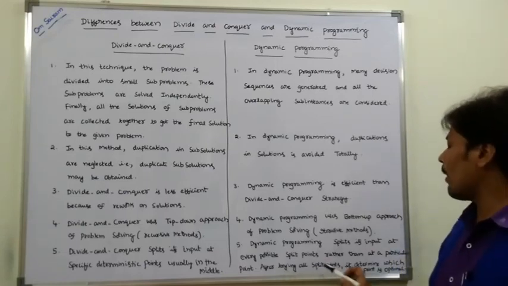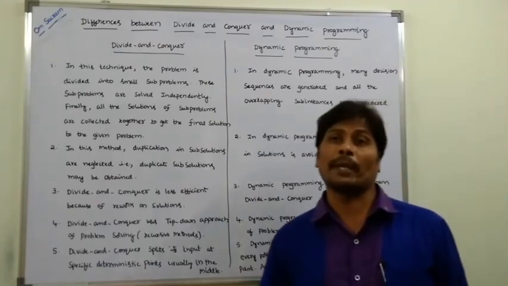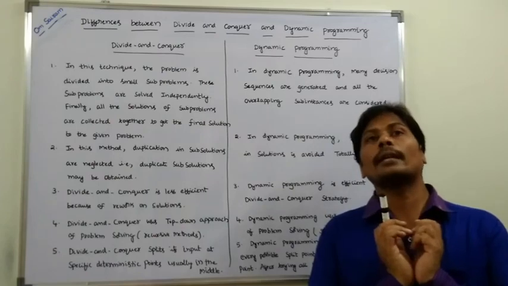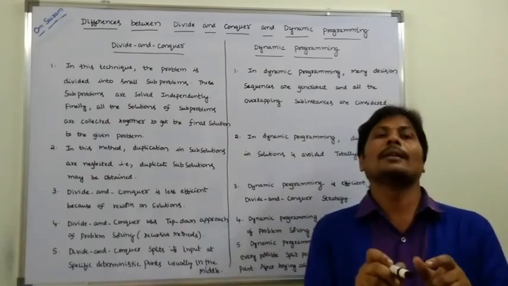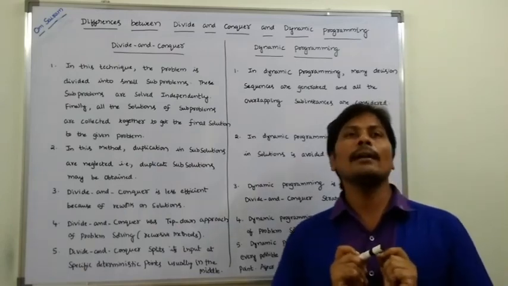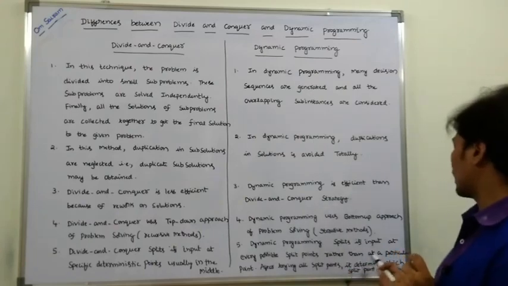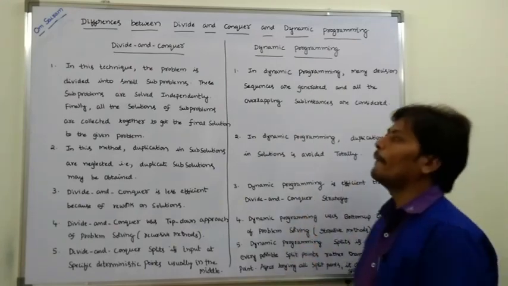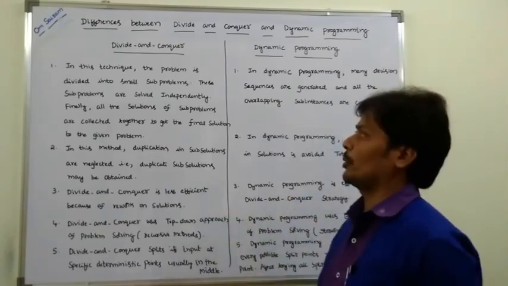After trying all split points, it determines which split point is optimal. There are several split points, and among them, the one which is optimal is taken as the split point. So these are the main differences between divide and conquer and dynamic programming.